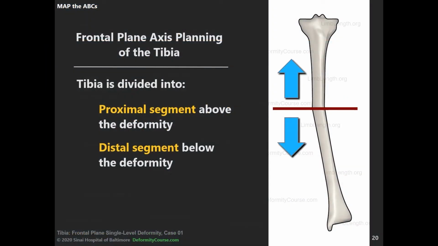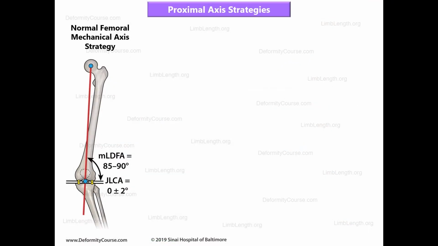So the tibia is divided into a proximal segment that is above the deformity and a distal segment that is below the deformity. There exist three strategies to find the proximal axis. We have classified them in order of preferred strategy.